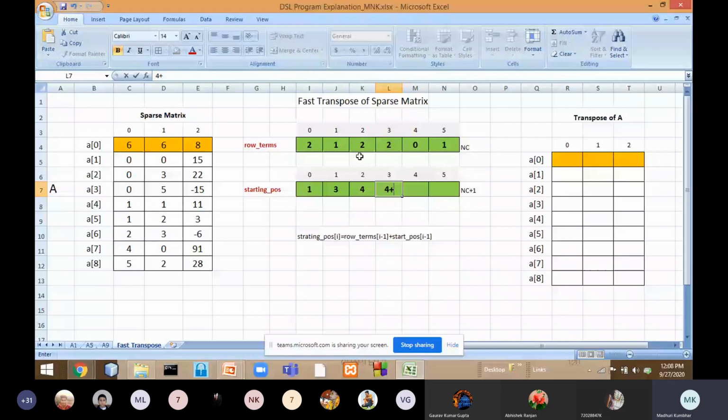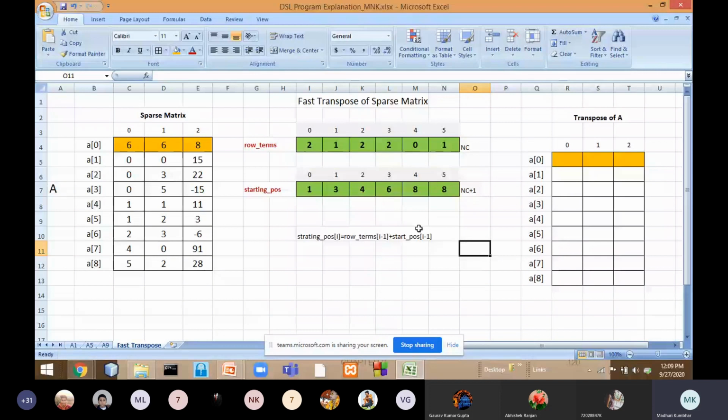To calculate this, the previous value is 6. And what is the total number of terms at this position? It is 8. Clear? To calculate this value, the previous value is 8. And how many terms at this position? 0. So 8 plus 0. Clear? Yes, ma'am. Okay, so we will get this.